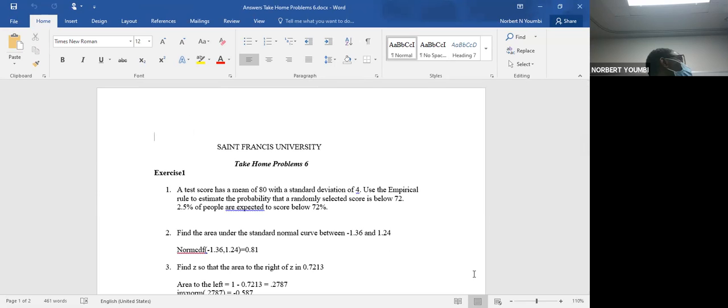A test score has a mean of 80 and a standard deviation of 4. Use the empirical rule. Estimate the probability that a randomly selected score is below 72. Standard deviation is 4. 72 is 80 minus 8, which is 2 standard deviations. So using the empirical rule, you are below the second standard deviation.